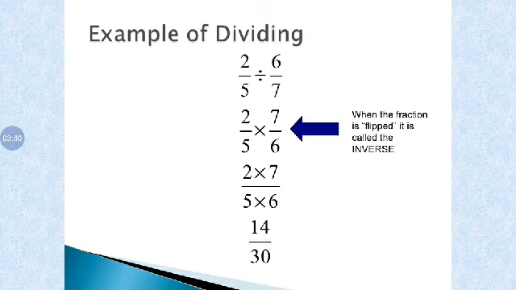So multiply the numerators, multiply the denominators. 2 times 7 is 14. 5 times 6 is 30. So we get the answer 14 by 30. Reduce to the simplest form. The numerator and denominator are divided by 2. 14 divided by 2 is 7. 30 divided by 2 is 15. So we get the answer 7 by 15.